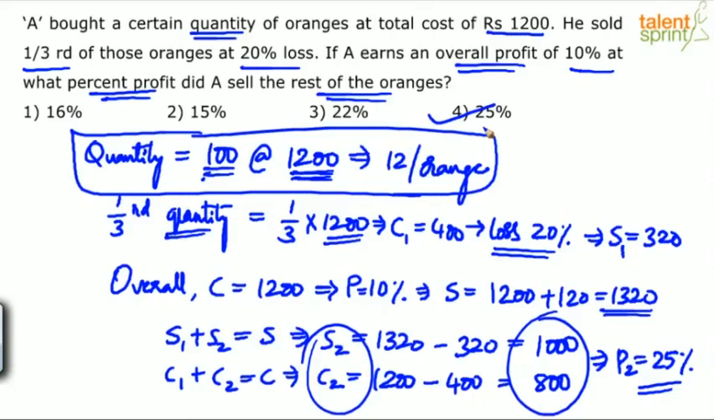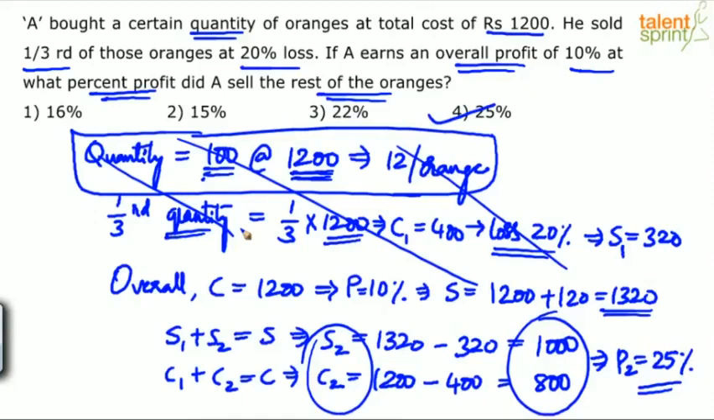But please do not write all these steps, right? Cut down the number of steps there. All mental calculation. 1/3 of 1200 is 400. On that, he has lost 20%. So he has got only 320 rupees. On overall costing of 1200, he has made a profit of 10%. So he has made 1320 rupees total. Out of 1320, if 320 has come from the first part, 1000 has come from the second part.